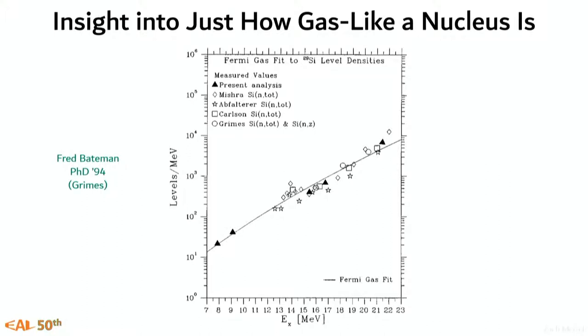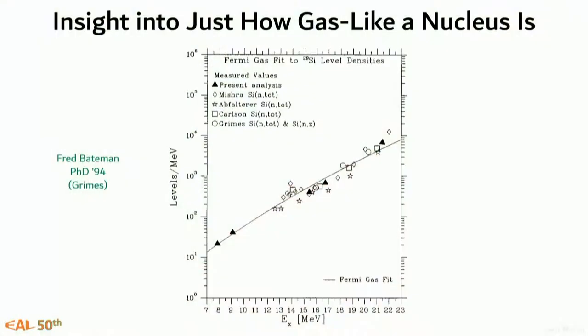You can also, with reactions at the Edwards Lab, get insight into just how gas-like your nucleus is. So you're looking at work here from Fred Bateman. Again, these are Ericson fluctuations, and the details here don't matter, but basically you're trying to figure out how many configurations you have as you pump energy into a nucleus, and if it's really truly gas-like, you should fall on the line. And the data are what you see here. And I just noticed also some of this is from Vivek Mishra, so you'd recognize him as well.